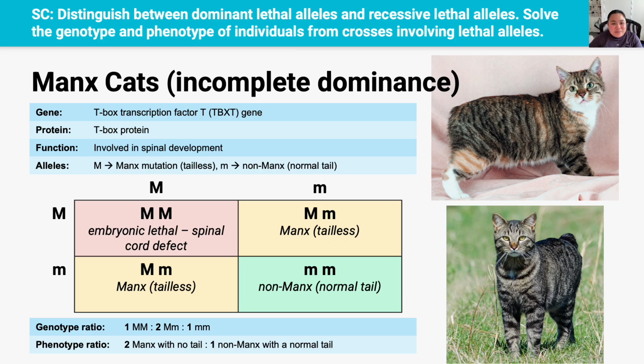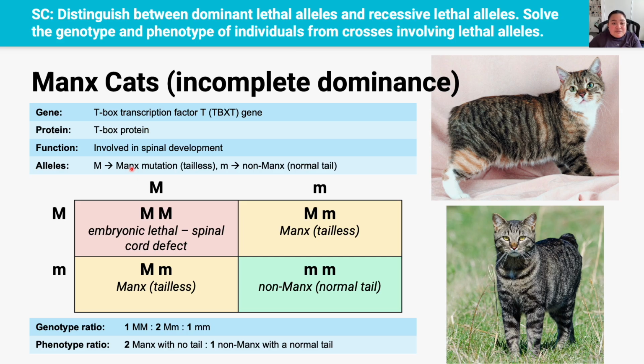Our next example is the Manx cat. The T-box transcription factor gene codes for the T-box protein, which is crucial for the correct formation of the parts of the embryo that give rise to bones, muscles, other organs, as well as the notochord, which is basically the beginnings of the spine during embryonic development.